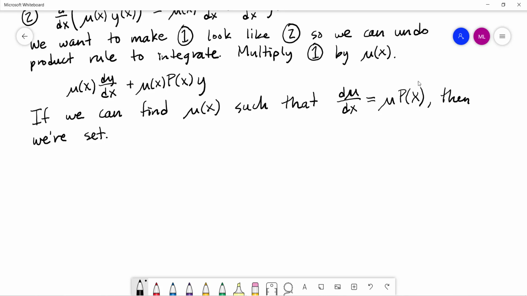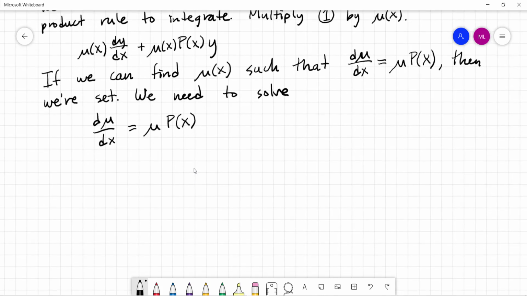So this is what we need to solve. What is this? It's another differential equation. So we need to solve this new differential equation. And that differential equation is d mu dx equals mu times whatever p of x is. But what is this equation? What form does it take? It is separable. This one is easy. We can use our techniques that we did before.